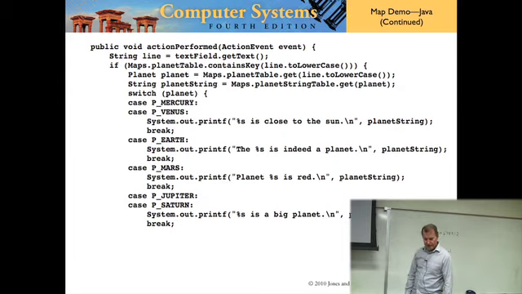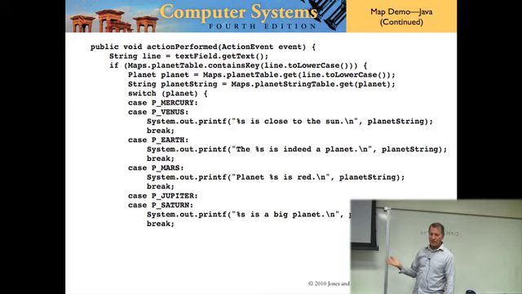And so if maps dot planet table dot, what's the name of the method? Contains key. Line dot what? To lowercase. So no matter what case the user typed in, we convert that line to all lowercase, and there is a method in planet table named contains key. And that's how you guard the access to make sure that it's in there.